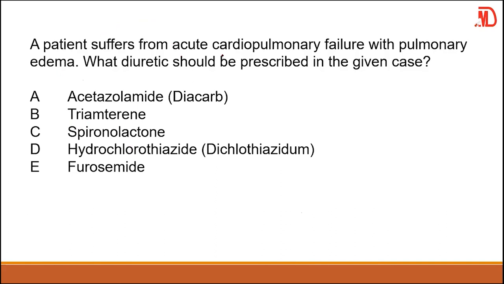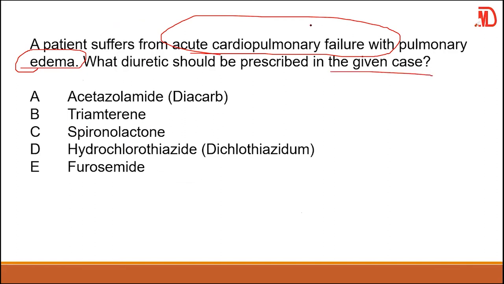A patient suffers from acute pulmonary failure with pulmonary edema. One of you asked a question about this kind of thing. Now, what diuretic drug should be prescribed in the given case? Look, there is acute pulmonary failure with edema. There is no sign of a drug that has already been given. So right now, what are we going to do to save this person? Who can tell me?